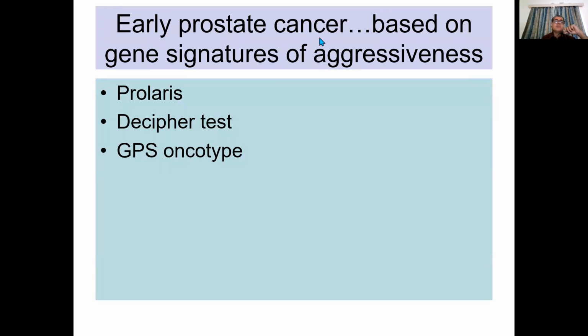So when you have an early prostate cancer patient, there are certain tests which are available in the market, called Prolaris, the Decipher test, and the GPS Oncotype testing, which are based on gene signatures. They have different genes which act on cell cycles and proliferative markers. So based on those gene signatures, they can tell you whether the early prostate cancer, say a Gleason score of 6, is going to remain indolent, is aggressive, or is going to have a very benign kind of outcome in these patients.